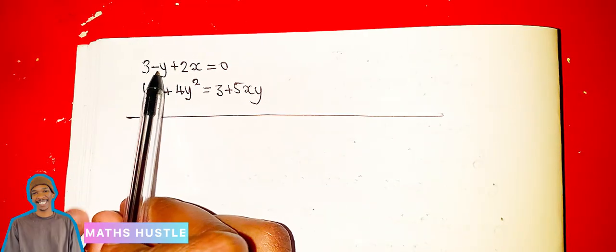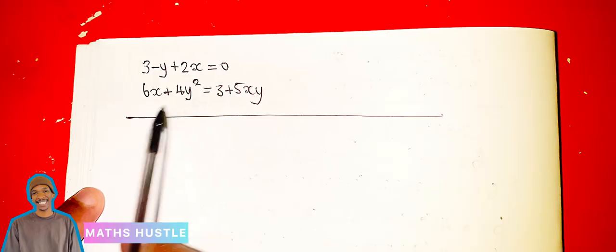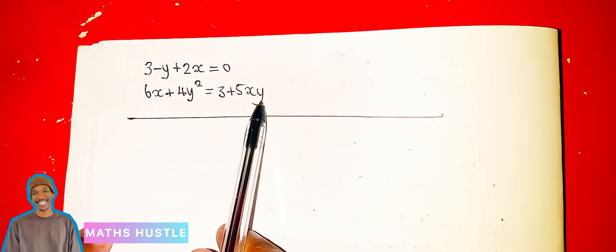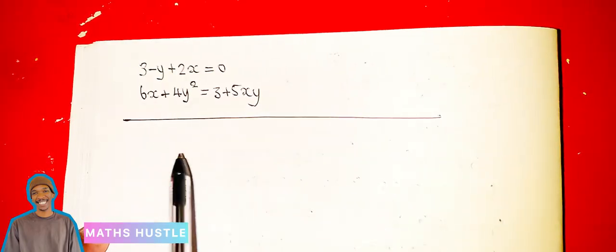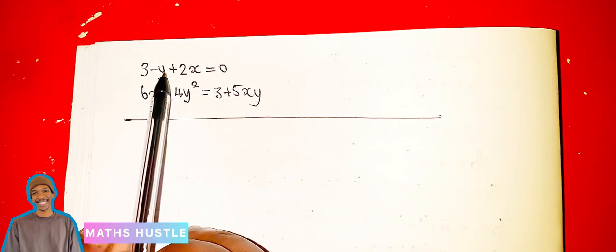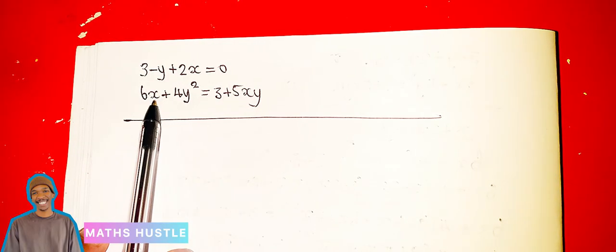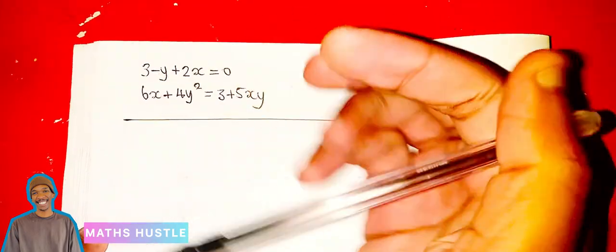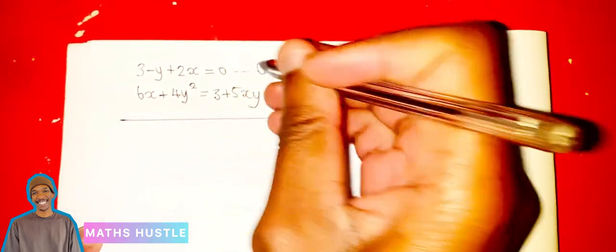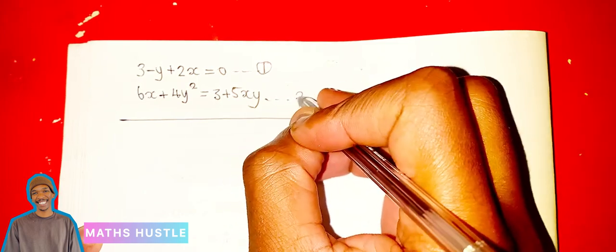Here you have 3 minus y plus 2x equals 0, and you have this other long equation which I'm not going to read out. So what you need to do first is to make either y or x subject of the formula. So in this case, you will choose the simpler equation. We will name this equation number 1. Then you have your equation 2.